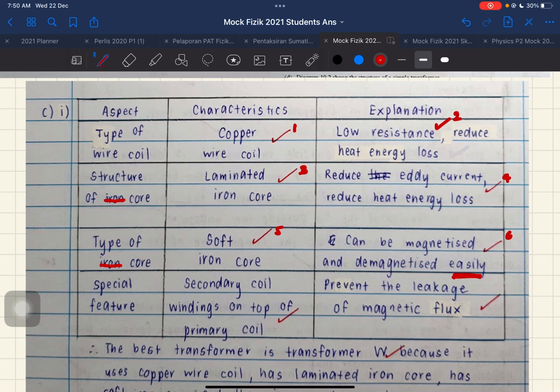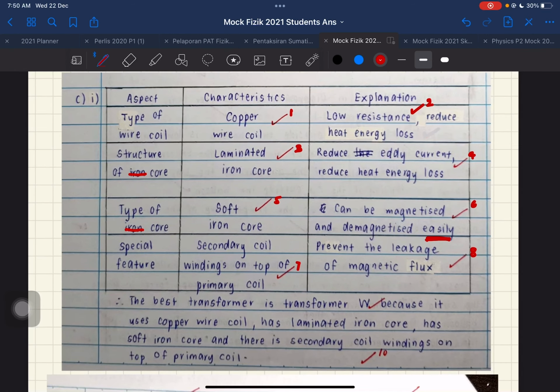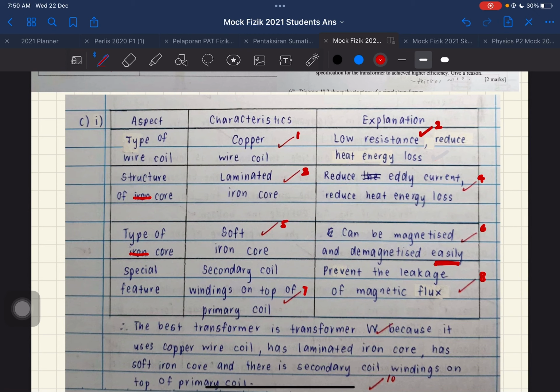And then the last one, the special feature is secondary coil winds on top of primary coil. That will be your mark number 7. And then explanation, prevent leakage of magnetic flux. This is correct. Tick number 10, no other answer. And then your choice, from the characteristics that you already chose, which means this one, 1, 3, 5, 7, these marks.